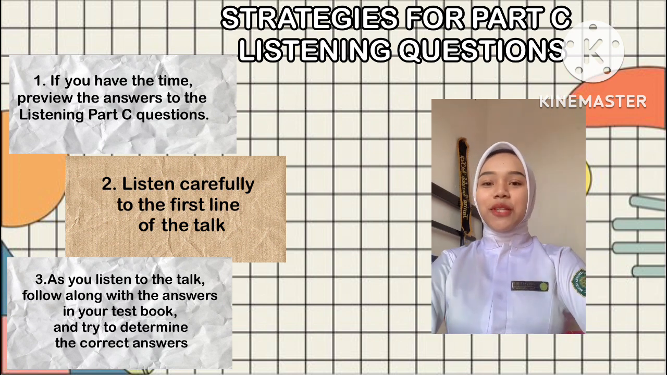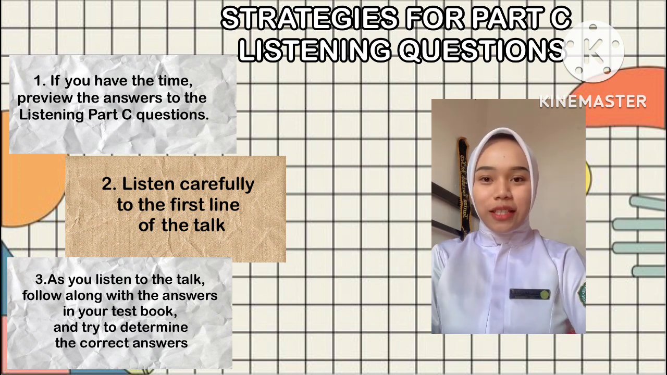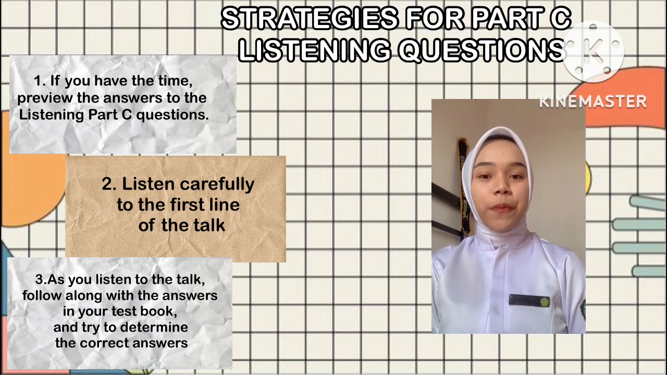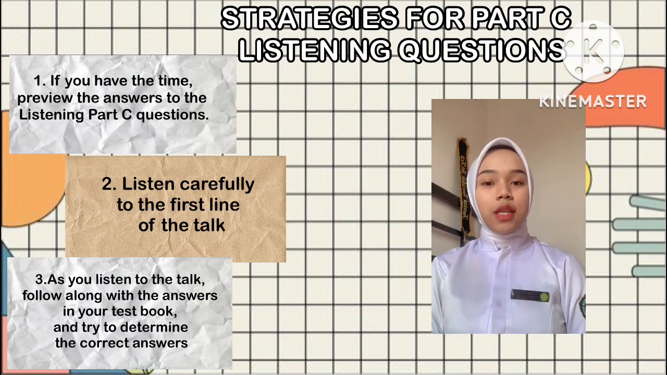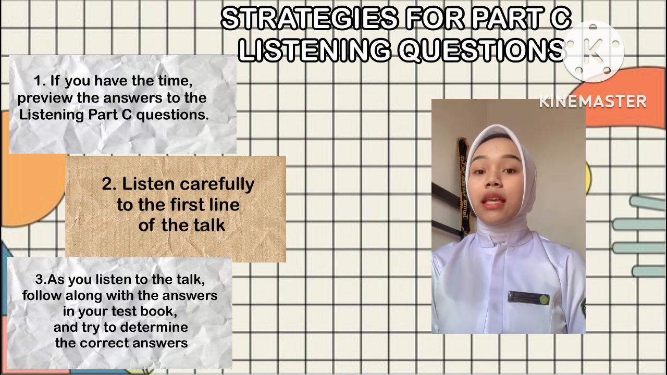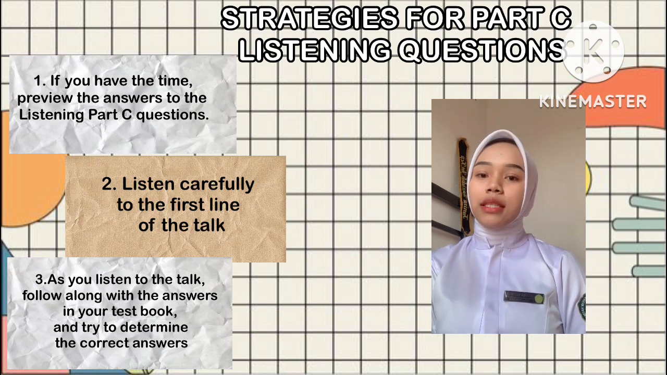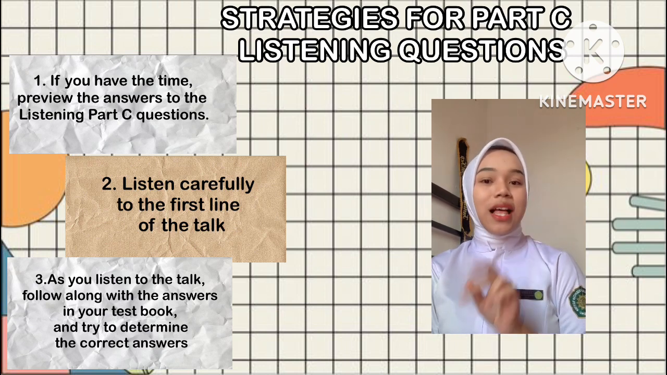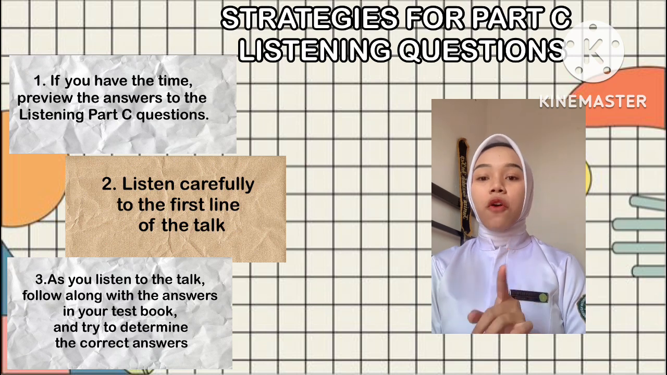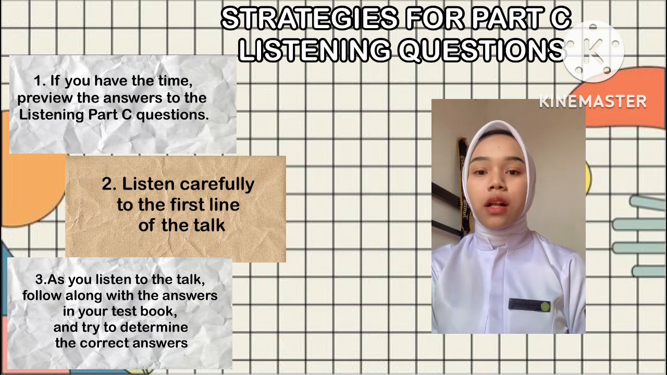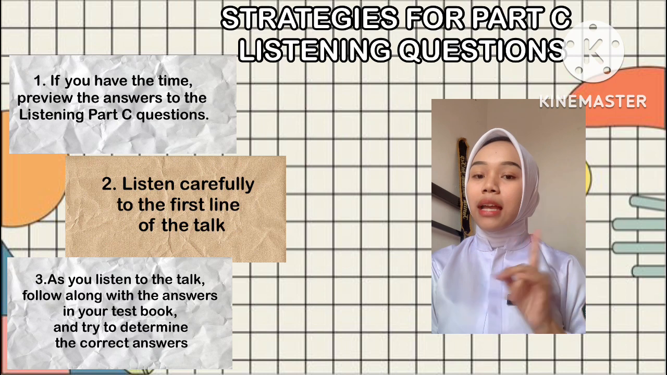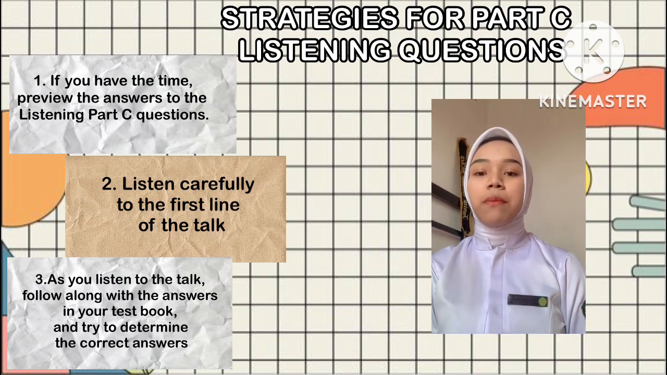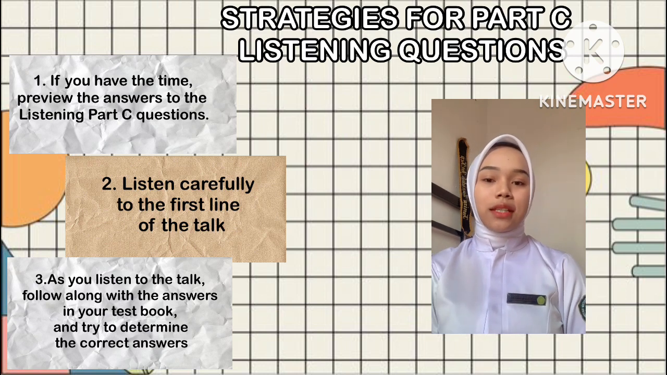Okay, now let's look at the strategies for the Part C listening questions. Number 1: if you have the time, preview the answers to the listening Part C questions. While you are looking at the answers, you should try to anticipate the question for each group of answers. Number 2: listen carefully to the first line of the talk. The first line of the talk often contains the main idea, subject, or topic of the conversation, and you will often be asked to answer such a question.